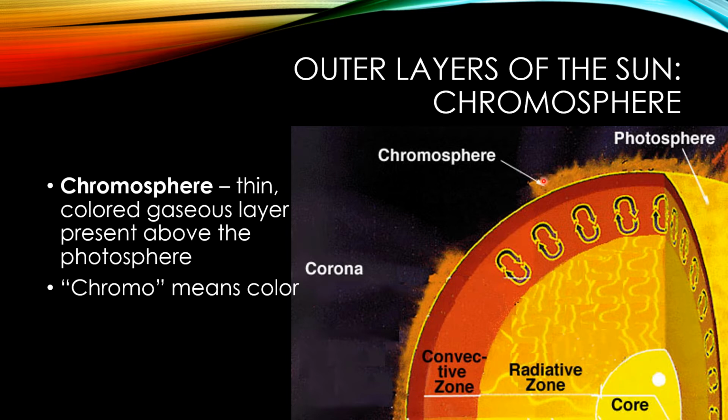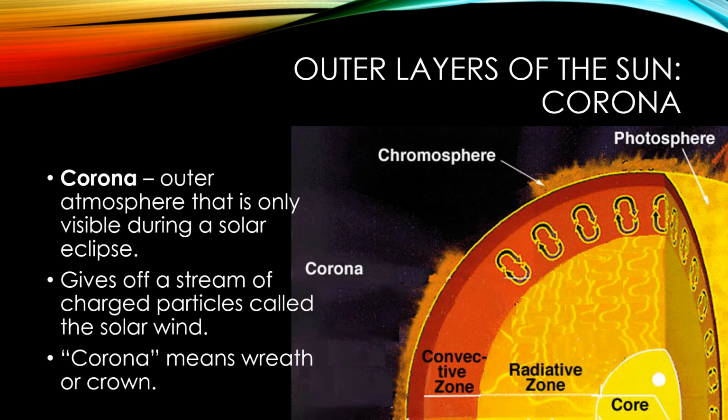Depending on the temperature, this is going to tell us what color. If it's a little bit cooler, it will be red. If it's a little bit hotter, it will be yellow. And very hot, it would be blue. Finally, we have our corona. This is our outer atmosphere that is only visible during a solar eclipse. It gives off a stream of charged particles that we call our solar wind. Corona literally means wreath or crown. And when you see it after a solar eclipse, it looks like a jagged crown going around the sun.